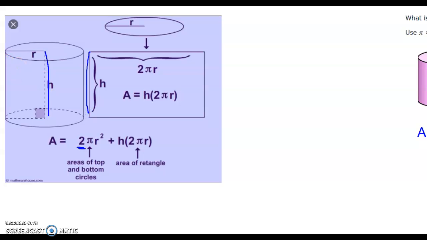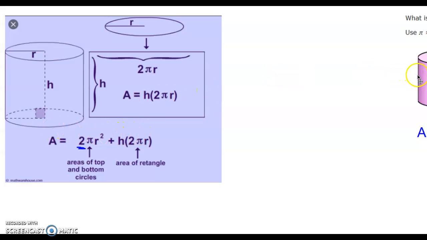And this top, I'll change colors for you. This top, when you open it up, it becomes a straight line. So there you go, folks. We have our height times the circumference, 2 pi r. Okay, well, I have a problem we can try.